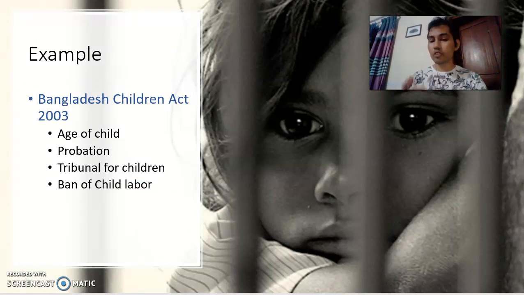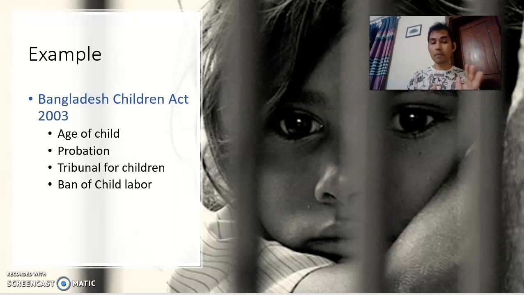For example, the Bangladesh Children Act. It was first enacted in 1974, then amended completely in 2003, and there was a little amendment in 2018 also. So what is the main feature of this act? First, the age of a child. It is 18 years. This is the very vital part of this act, defining the child: at what age a person will be identified as a child. The law says it would be up to 18 years. That indicates that all the facilities and rights of children will be provided to a person who is below 18.